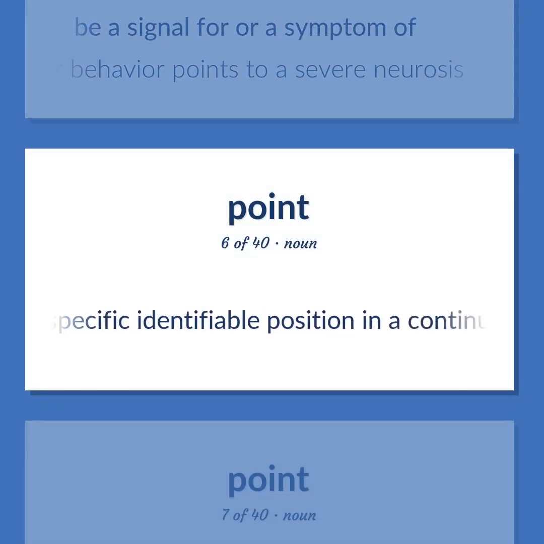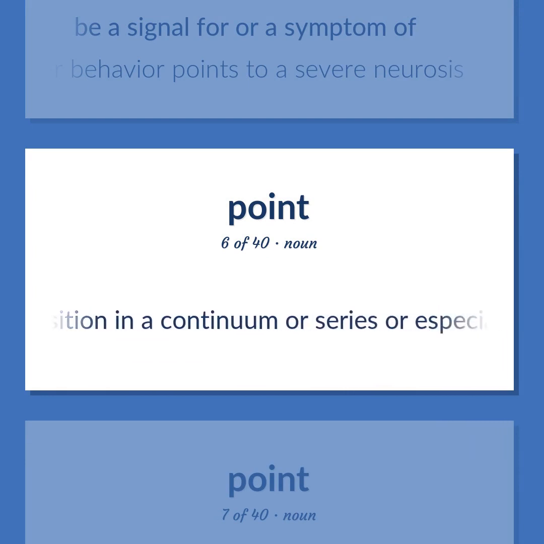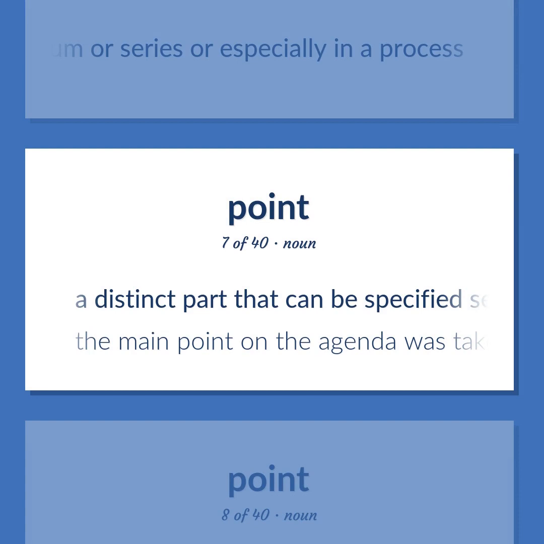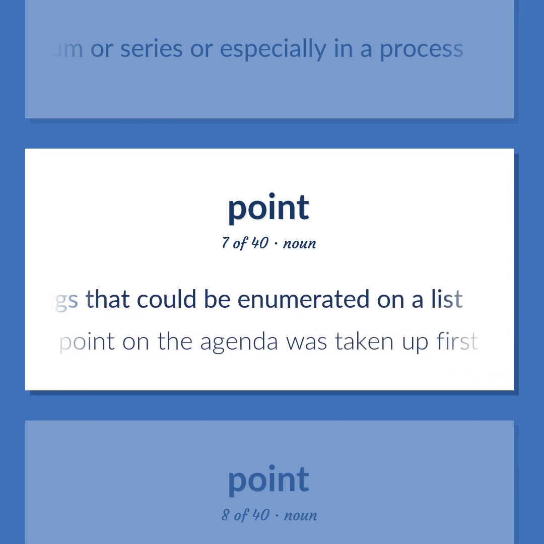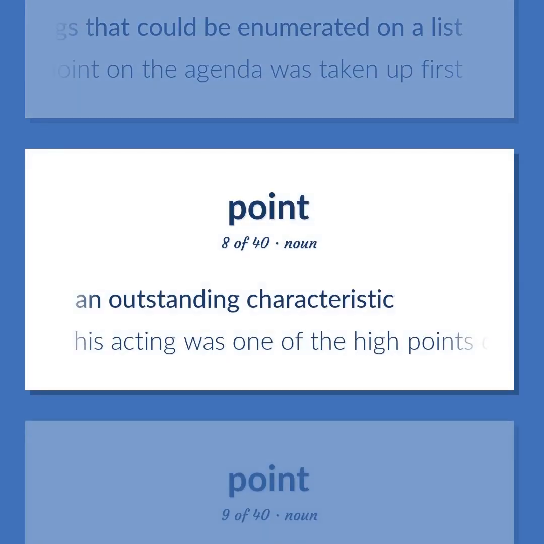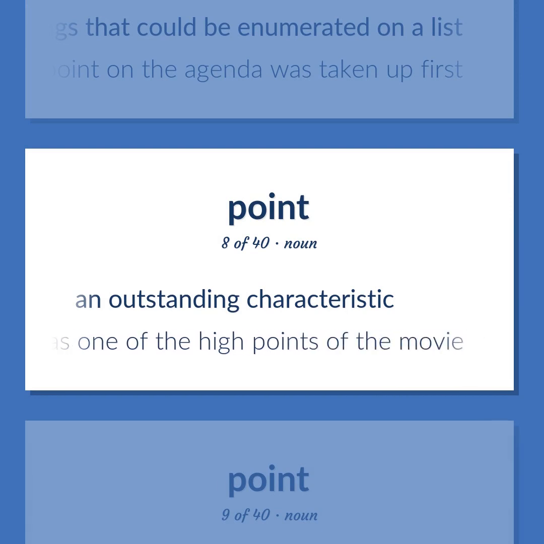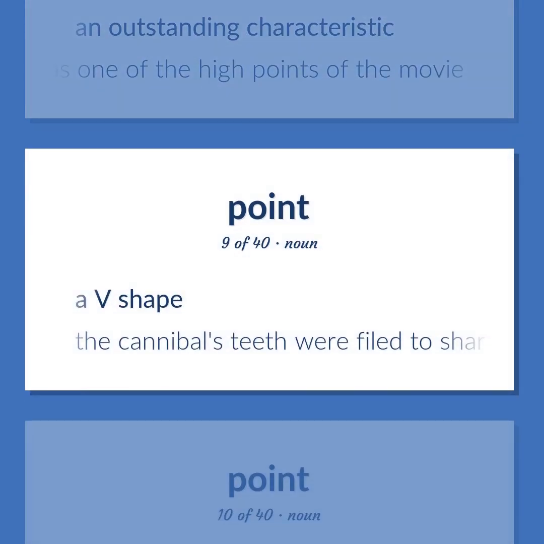A specific identifiable position in a continuum or series or especially in a process. A distinct part that can be specified separately in a group of things that could be enumerated on a list. The main point on the agenda was taken up first. An outstanding characteristic. His acting was one of the high points of the movie. A V shape. The cannibal's teeth were filed to sharp points.